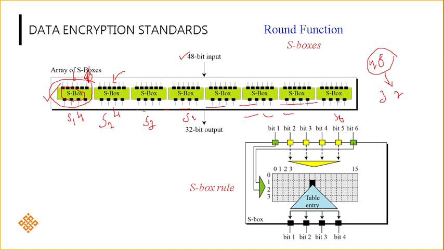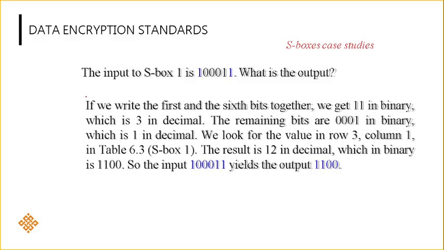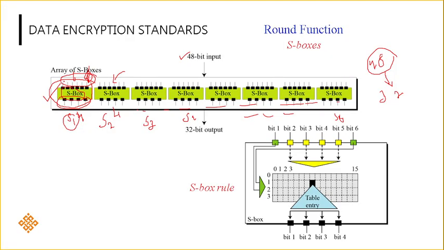Now let us see one example, that is substitution box 1, where it is taking 6 bits as input and we are producing 4 bits as output. Here is one example. The input to the S box 1 is 100011, which is of how many bits? 6 bits. So what is the output? It will be of 4 bits. So how are we getting it? Please observe carefully. The 6 bits are 1, 0, 0, 0, 1, 1.